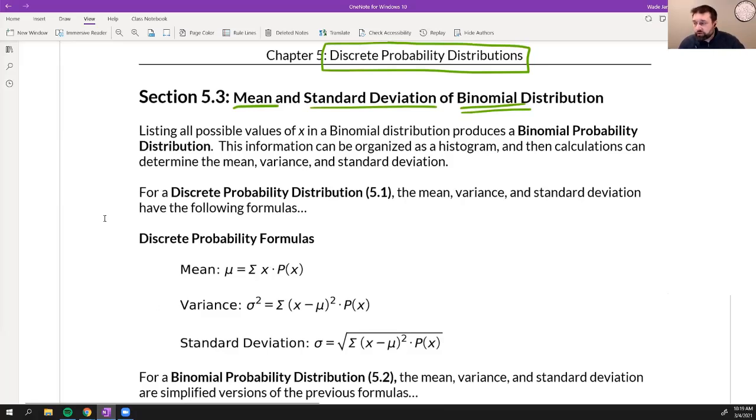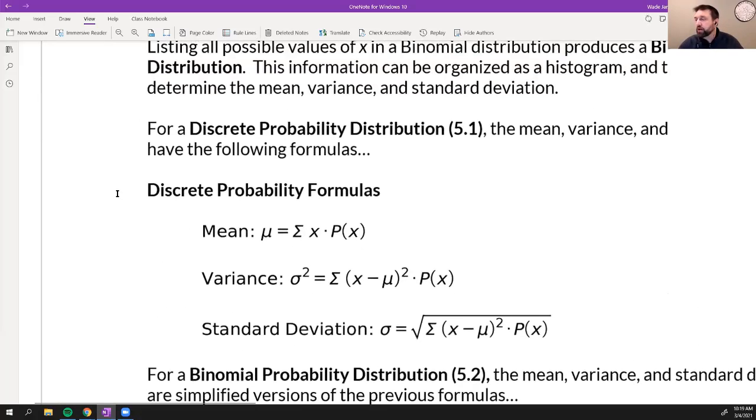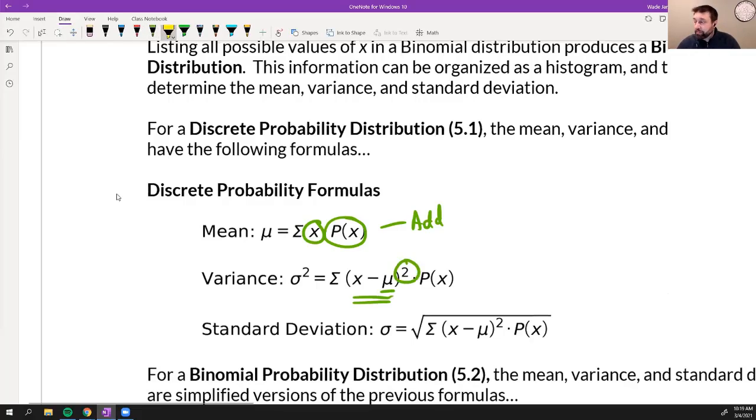So in general, for discrete probabilities, you may remember this from 5.1. This is how we calculated the mean. You took the value, you multiplied it by the probability, and then you added these up. Remember we did that in the spreadsheet? To find the variance, you took the mean, you found the difference from the mean, then you squared the difference from the mean, and then you multiplied by the probability. And then after you did all that, you added them all up.